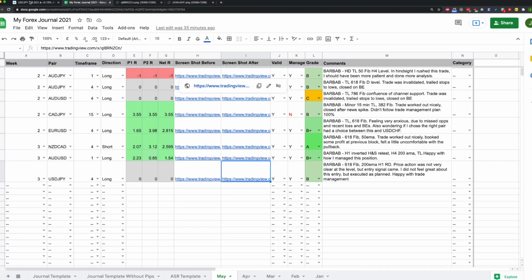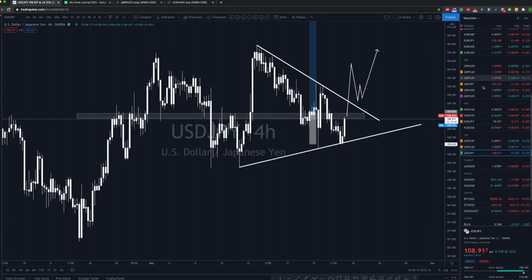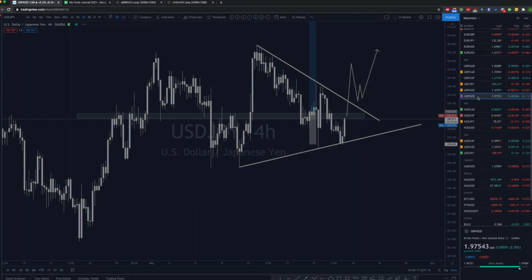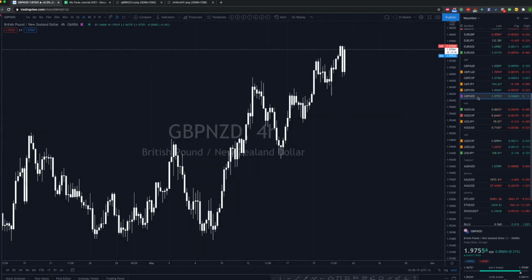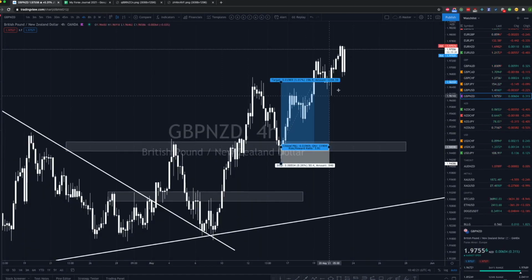There was one opportunity that I did miss, GBPNZD. I didn't miss the opportunity as such. I just decided not to trade it because I didn't want to be overly exposed to the NZD, because I already took NZDCAD and GBPNZD set up at the same time, so I didn't take this trade.